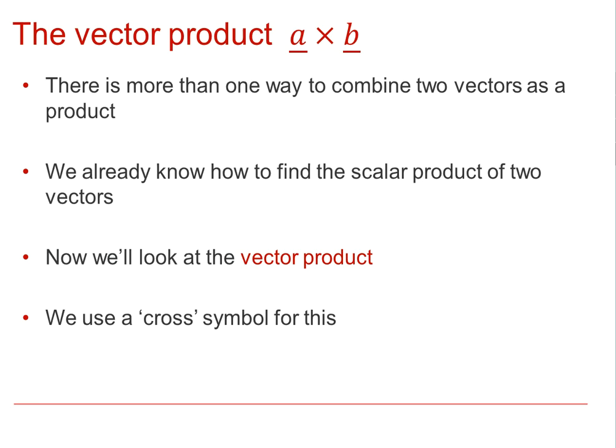This can only be used for 3D vectors, not for 2D vectors. Sometimes it is known as the cross product, and we use a cross symbol for this operation compared to the dot symbol for the scalar product operation in order to distinguish between the two products.